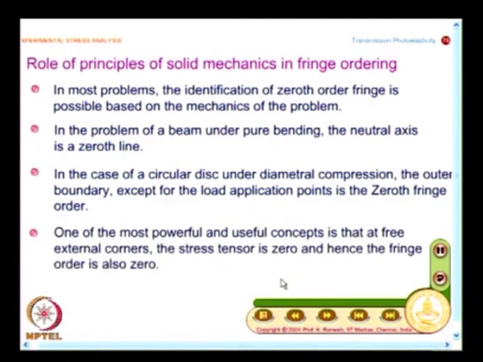And you know, as part of your assignment, I have asked you to find out what happens in free external corners, and you had seen mathematically from the definition of stress vector, and also you have identified that the stress tensor has to be 0 on free outward corners, and this is a very useful information in complex problems.